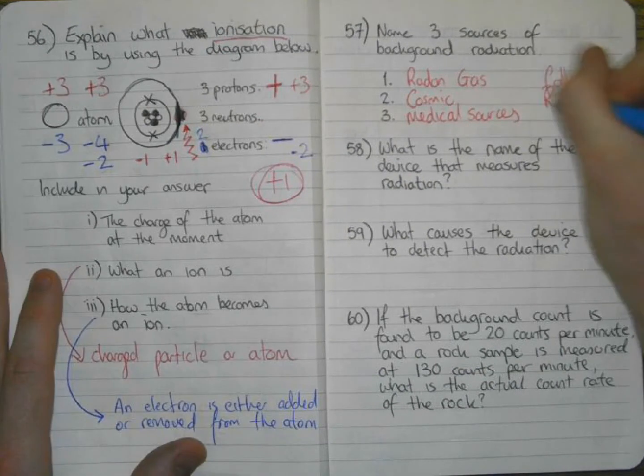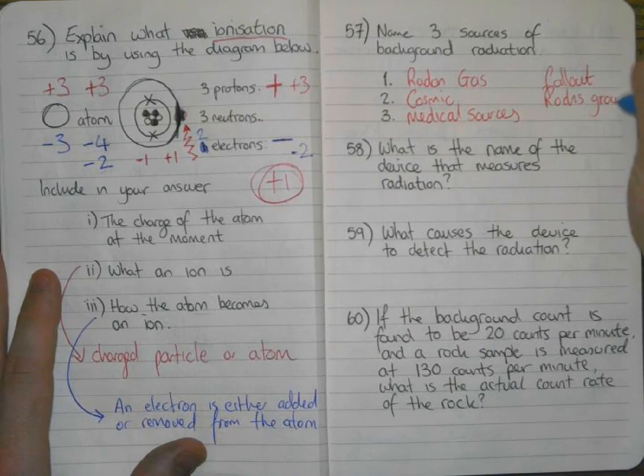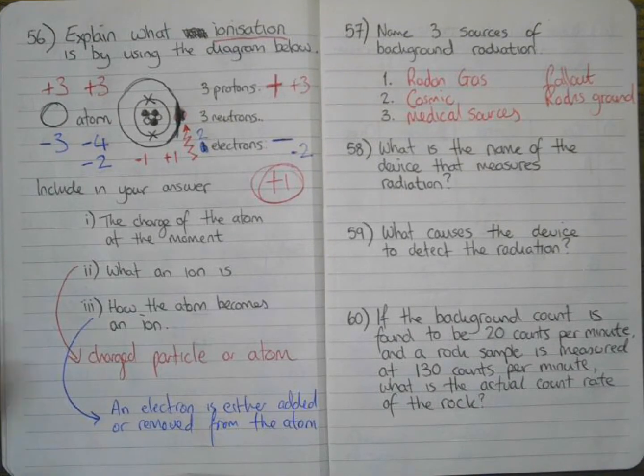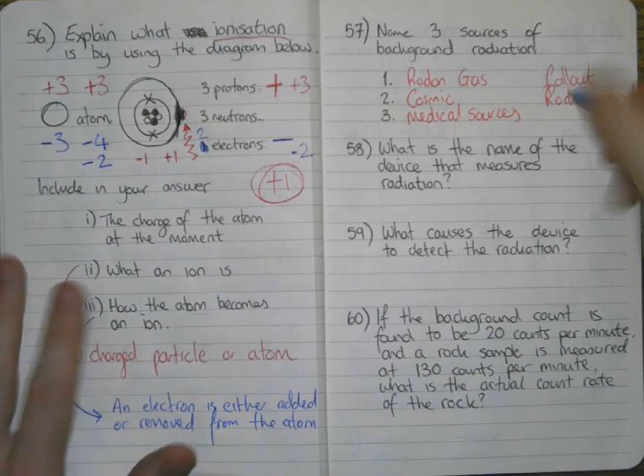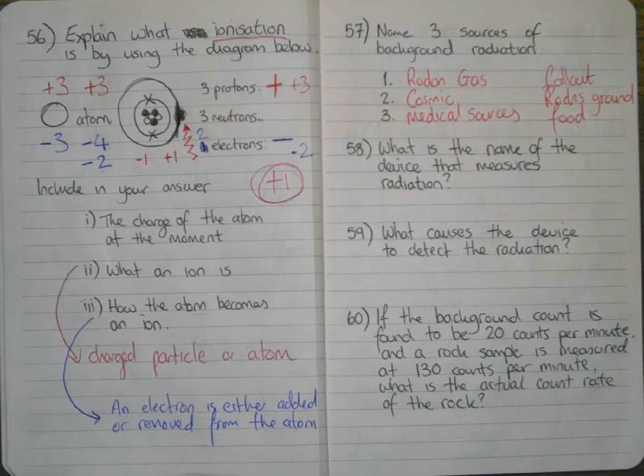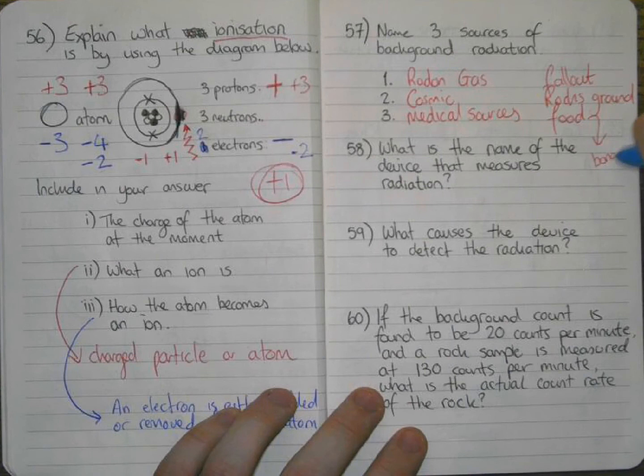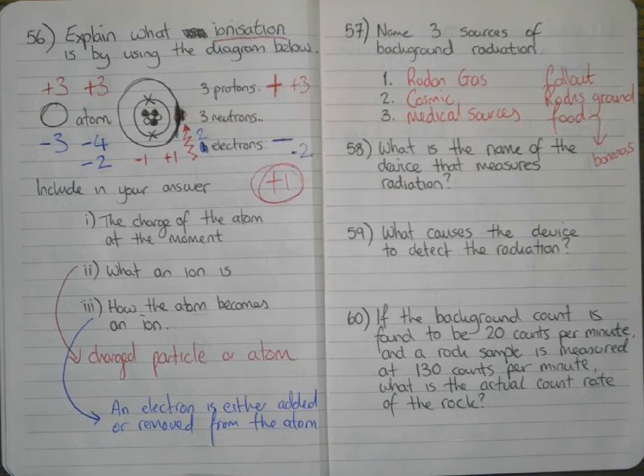We can also have rocks from the ground. Certain granite rocks, for example, can be gamma emitters. And finally, even some food is radioactive. If you don't believe me, look up radioactive bananas. Bananas contain an isotope of potassium, which is good for you in small amounts, but it's actually a very, very, very low level radioactive substance. It's not dangerous. Don't stop eating bananas because of this video.